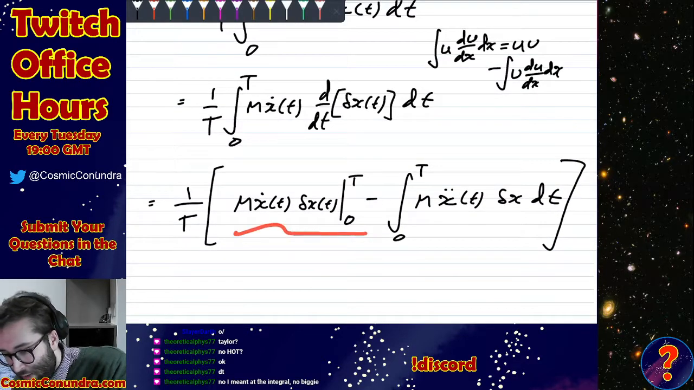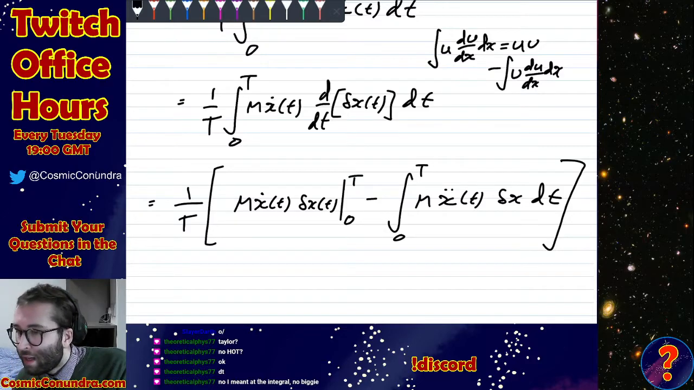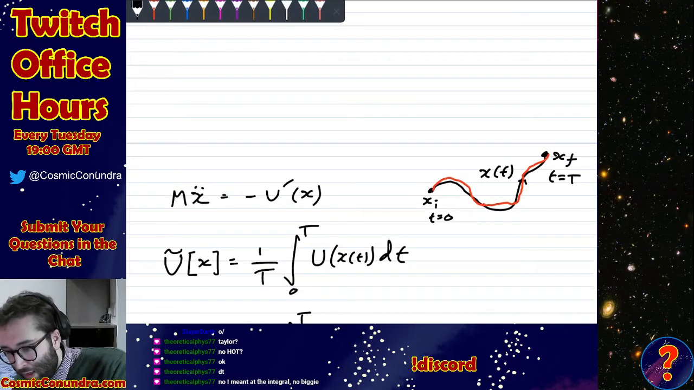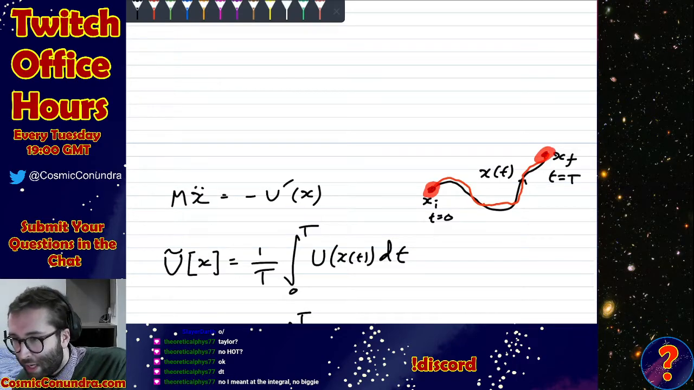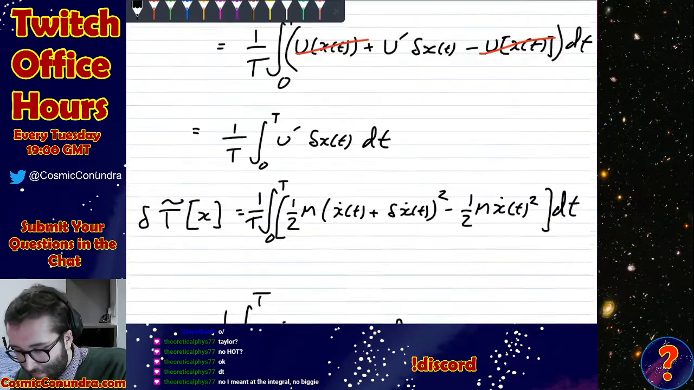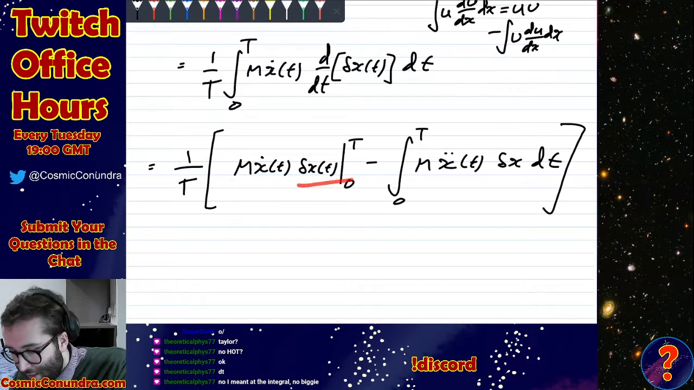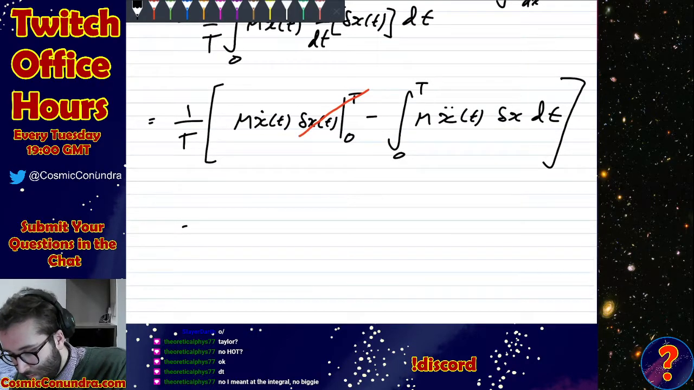And now this term here will vanish because of something I didn't mention earlier: when you're finding the variation in this path, you assume that the endpoints are fixed. So we're looking for the path between these 2 points, x_i and x_f, the initial position of the particle and the final position of the particle, which we say are fixed. So the path does not vary at these points. It's only between them that it varies. So that means delta x(t) is 0 at these boundaries. So we just end up with this.